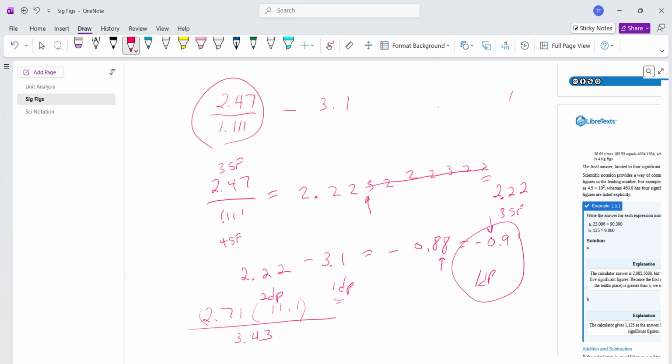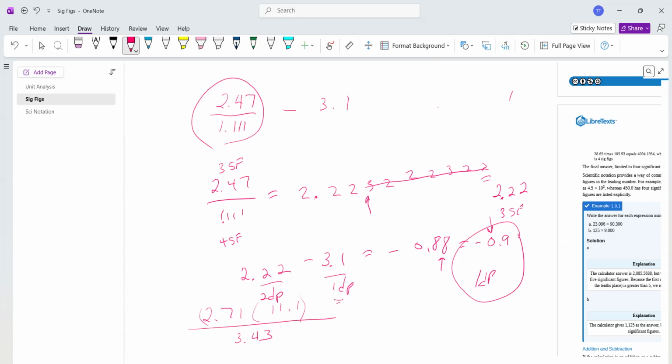Yeah, so whenever we add or subtract, we go by decimal places. When we multiply and divide, we go by the significant figures of the whole number. So we're looking at decimal places here. 1 versus 2. It's always the smaller one. So that means our answer is going to have 1 decimal place. Our calculator gave us 0.88. So 2 decimal places. So we have to convert it to 1 decimal place.